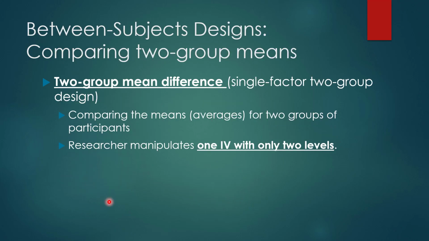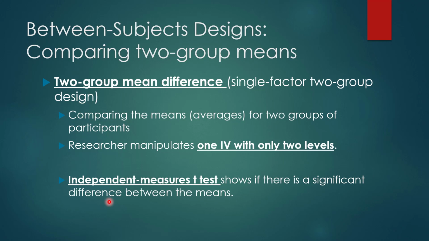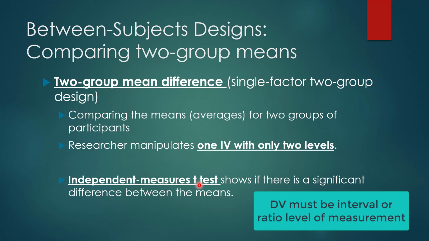Now, the type of statistical analysis that we'll do when we're looking at a two-group mean difference, or a single-factor two-group design, would be an independent measures t-test. And it's independent measures because we have a between subjects design. And a t-test is when we only have two means, we can use a t-test. It's the simplest statistical analysis we can do. And it will show if there's a significant difference between the means.